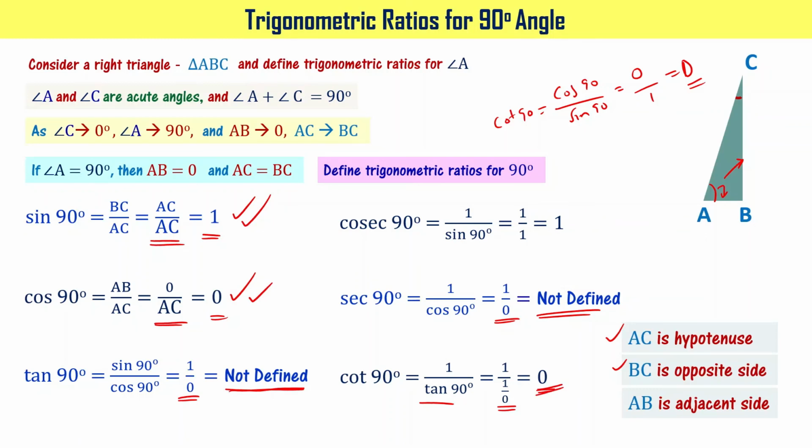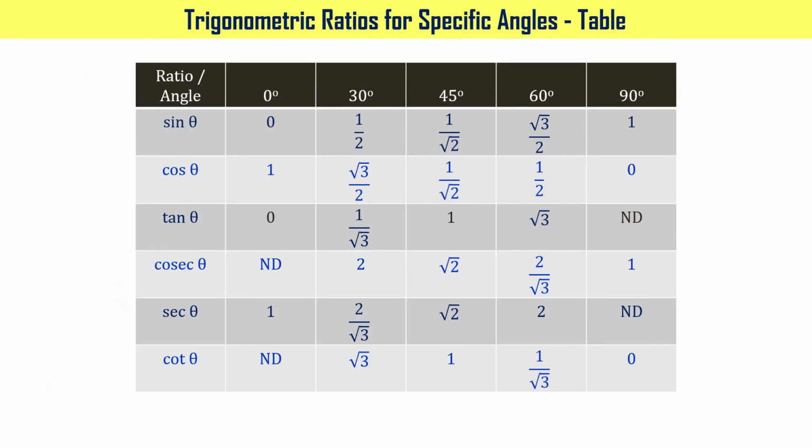Now, let's put everything together that we have obtained. Trigonometric ratios for specific angles. The angles we have considered are 0 degrees, 30 degrees, 45 degrees, 60 degrees, and 90 degrees. In this table, you have sine theta, cos theta, tan theta, cosec theta, sec theta, and cot theta. For different angles, what are these function values? That's what this table is going to give you, right? One has to remember this table to solve problems based on trigonometric ratios for specific angles.